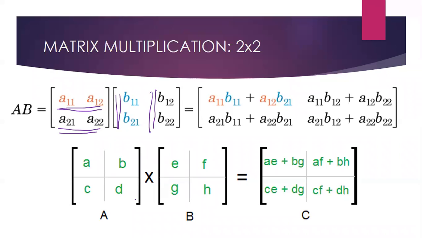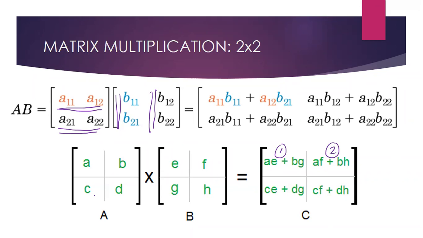Another way is to look at the pattern with letters, instead of all the extra numbers. If I have A, B, C, D in matrix A and E, F, G, H in matrix B, the pattern is element A times element E plus element B times element G. That's my first element in my product matrix. Then I repeat it again: element A times element F plus element B times element H. That's my second element in my product matrix.